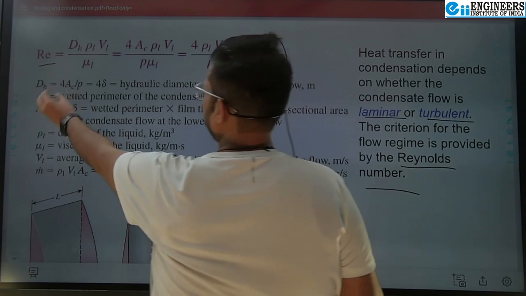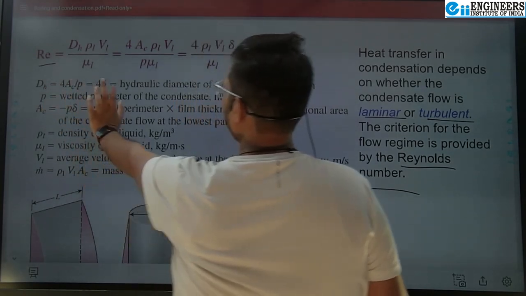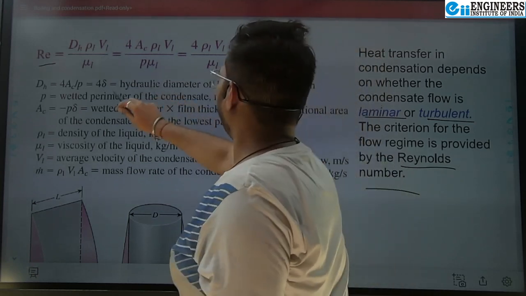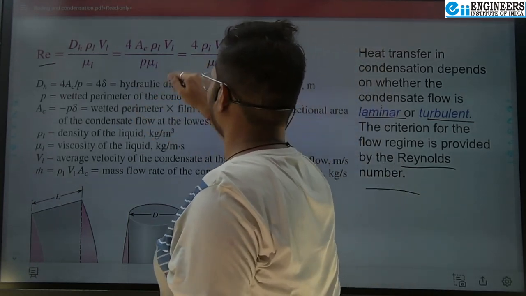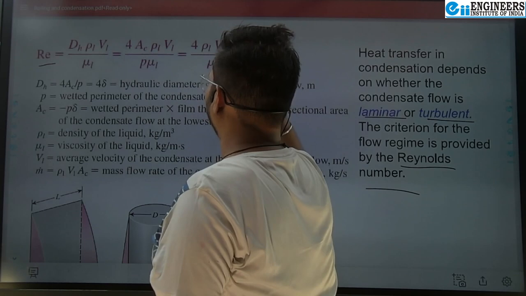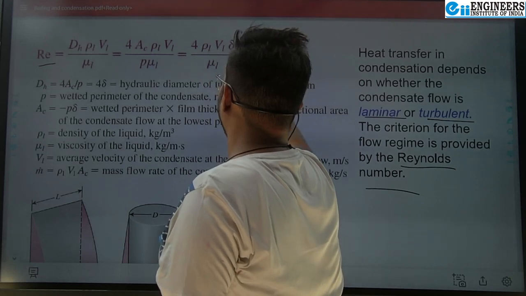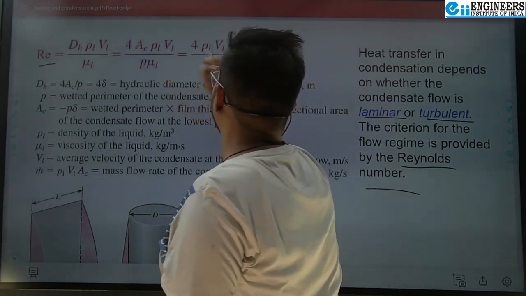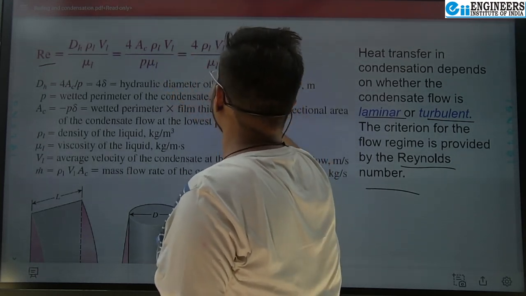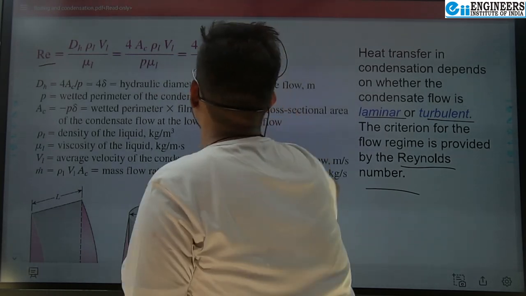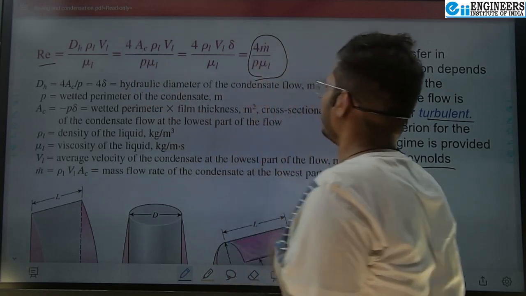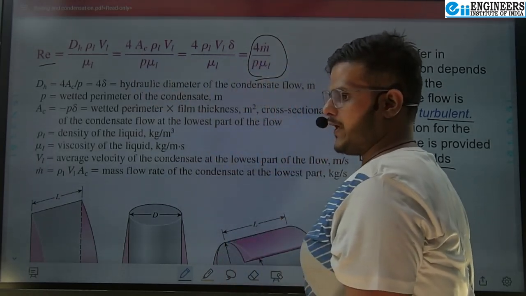So what is D_H? It is 4 area by P, or 4 delta. Here you simply write it as 4 delta, where delta equals area by P. Then 4 delta, rho A v equals m dot, then P mu. So this way the Reynolds number is converted to 4 m dot by P mu.